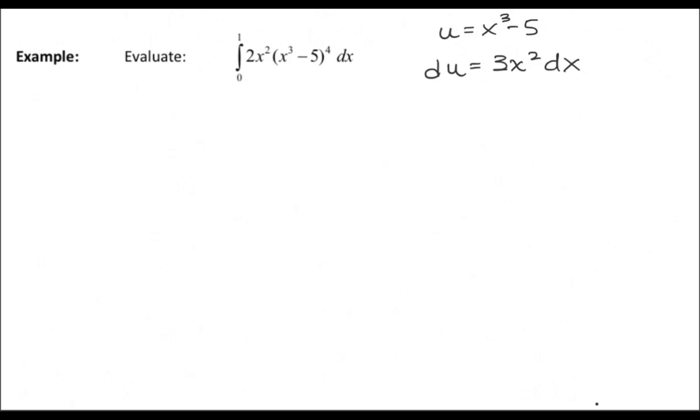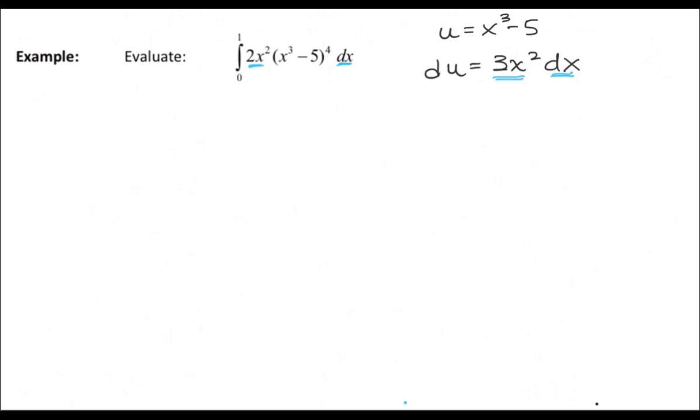Now the next step is to see if I have what I need, if my derivative is present in my integrand. So what I need in my integrand is a 3x squared dx. But what I have in my integrand is a 2x squared dx. So I only differ by a constant. I need that 2 to become a 3, and that's something that I can fix.